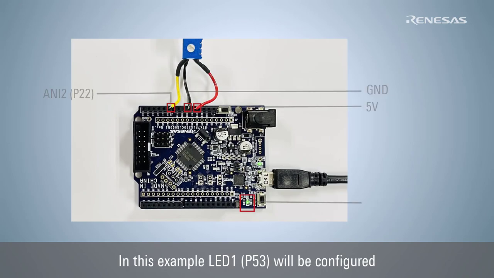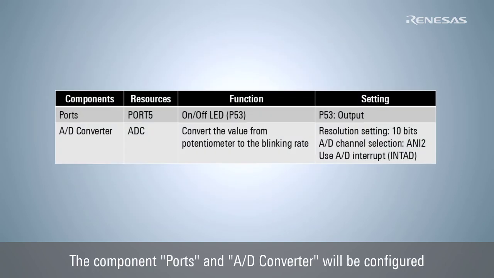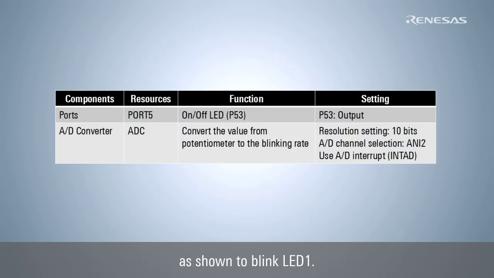In this example, LED 1 will be configured to blink according to AD conversion result. The component ports and AD converter will be configured as shown to blink LED 1.